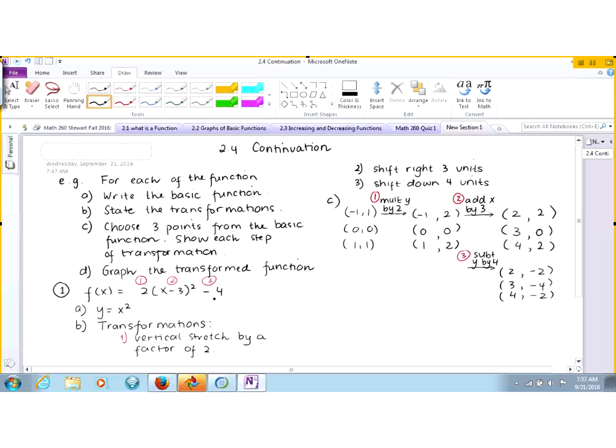And if you shift it down first and then vertically stretch it, the answer would be different also. So we want to keep it in this order, left to right. Good question. So left to right. All right. Good question. So now let's graph it. Let's graph the function.